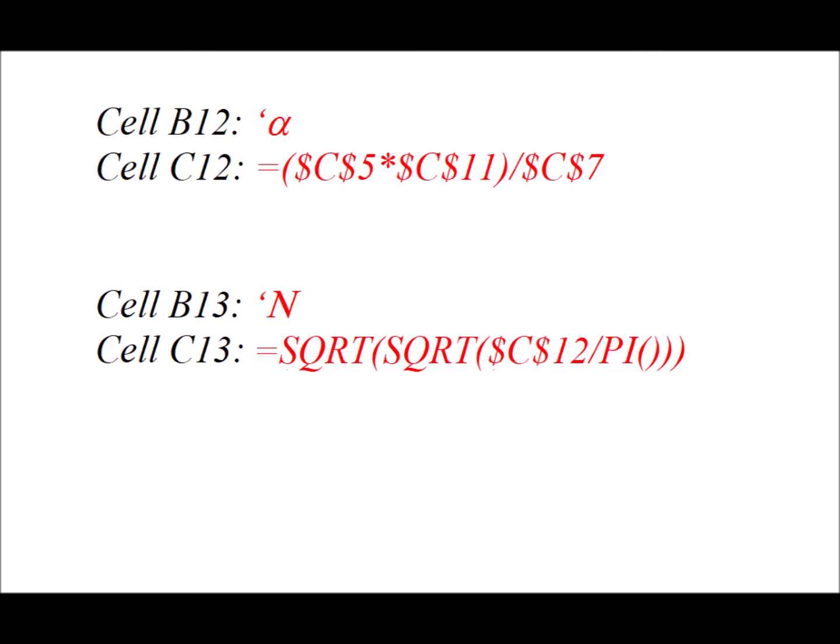And our final two defined variable quantities. In cell B12, we put the label alpha. In cell C12, we compute alpha. Alpha is unitless. In cell B13, we have the label capital N for the normalization constant. And in cell C13, we compute that normalization constant, which involves a fourth root.